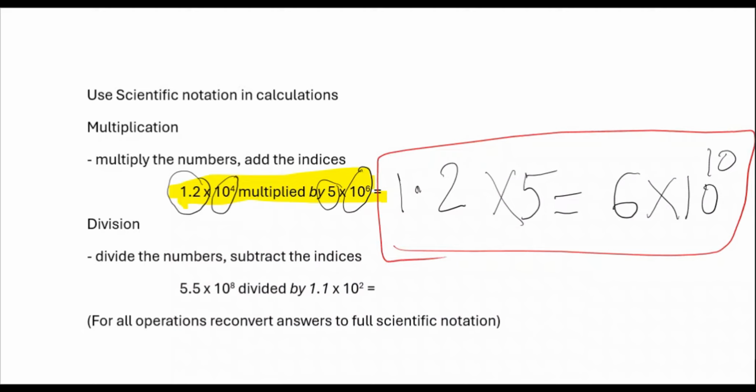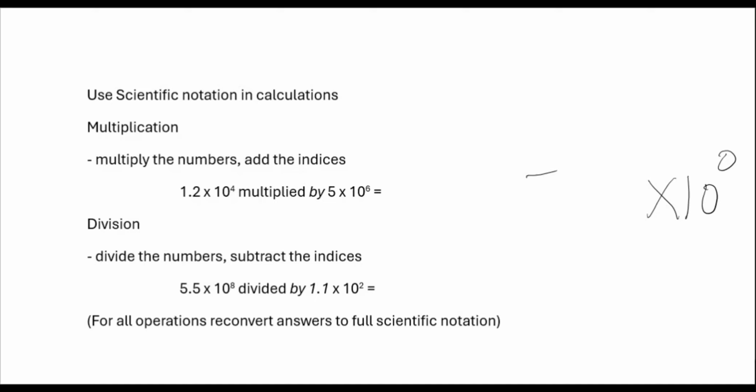Okay? Now, what do we do when we divide? The problem given is 5.5 times 10 raised to the power 8 divided by 1.1 times 10 raised to the power 2. Same way, do not worry about these exponents, just 5.5. Put in your calculator 5.5 divided by 1.1. So we get 5.